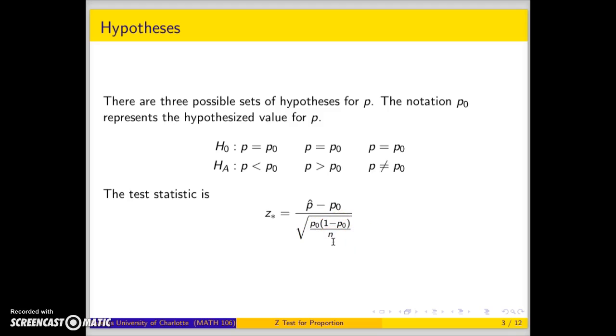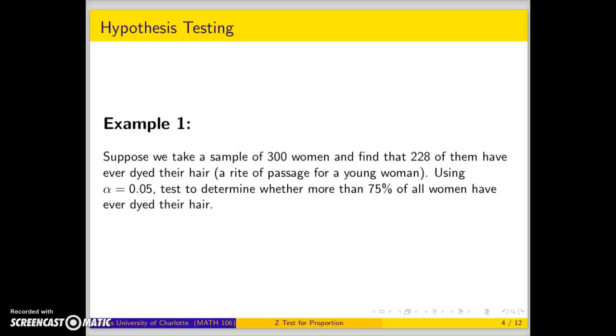It's not bad once you plug in, but you actually won't be doing this by hand, so it doesn't matter. But I think it will be helpful to see what the z statistic actually is. And also, we do the same as before. We reject H naught if the p-value is less than alpha, which is given.